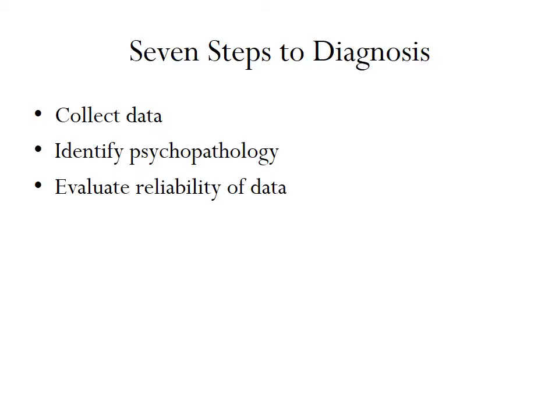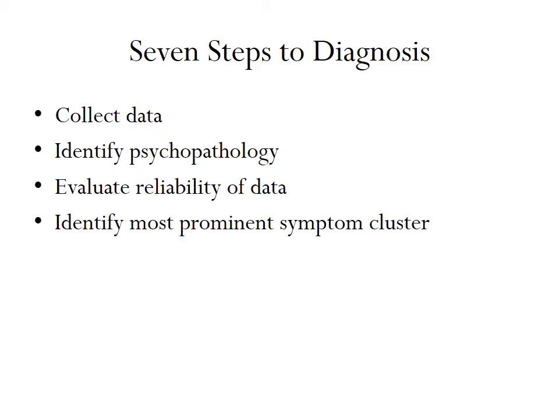Is the information we have reliable? Was it obtained from sources that are credible? Using the hierarchy we talked about, what's the most prominent symptom cluster? We can then begin making our decisions on arriving at a diagnosis. What is the problem that we're labeling for this client?